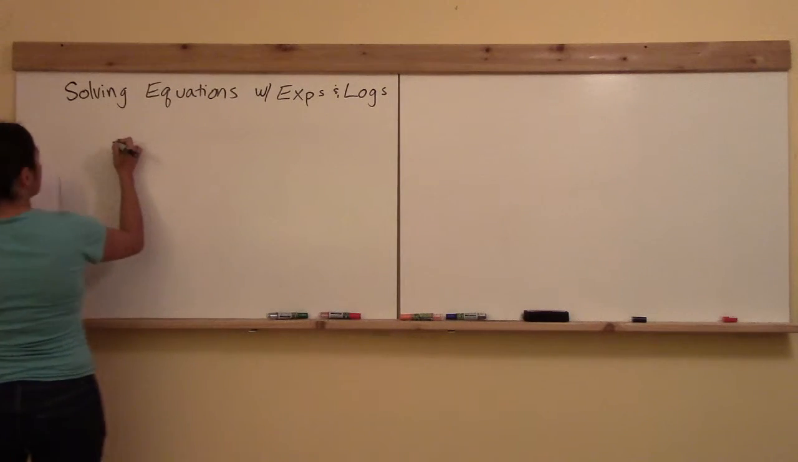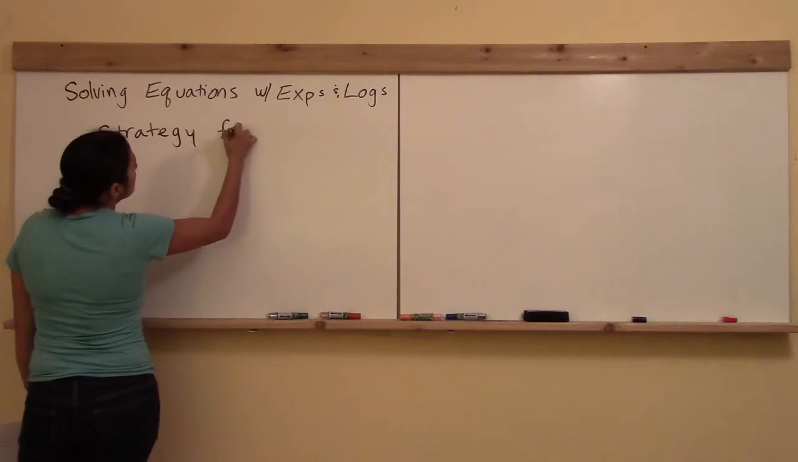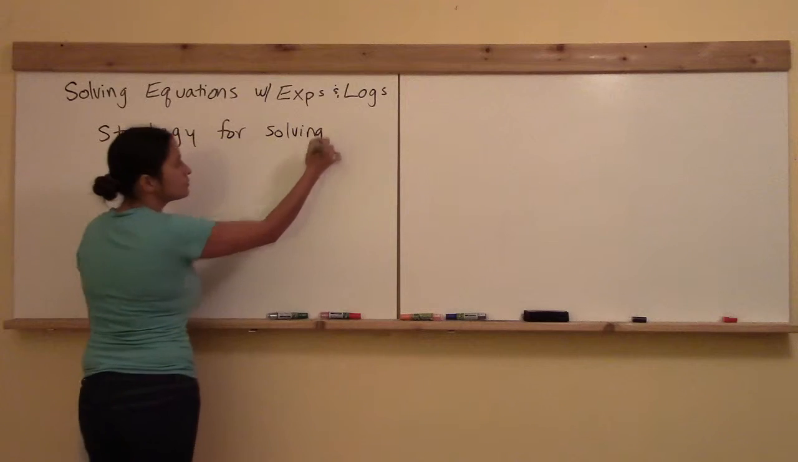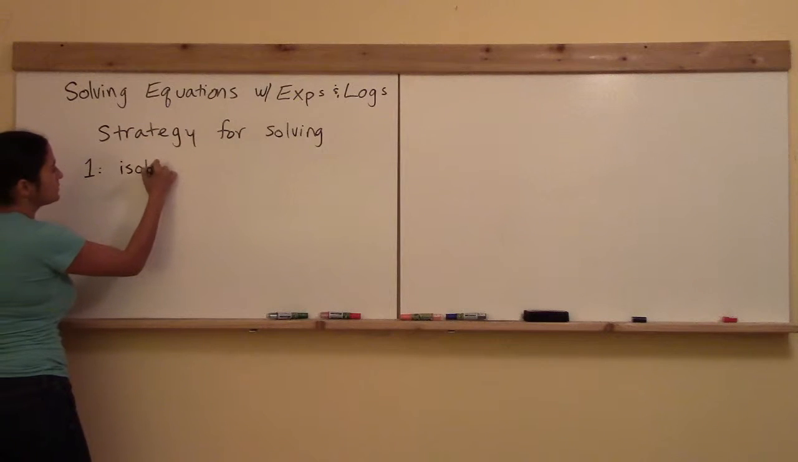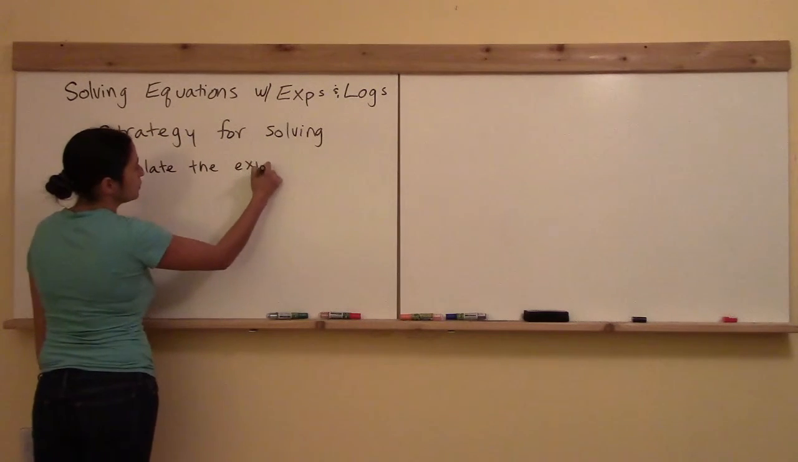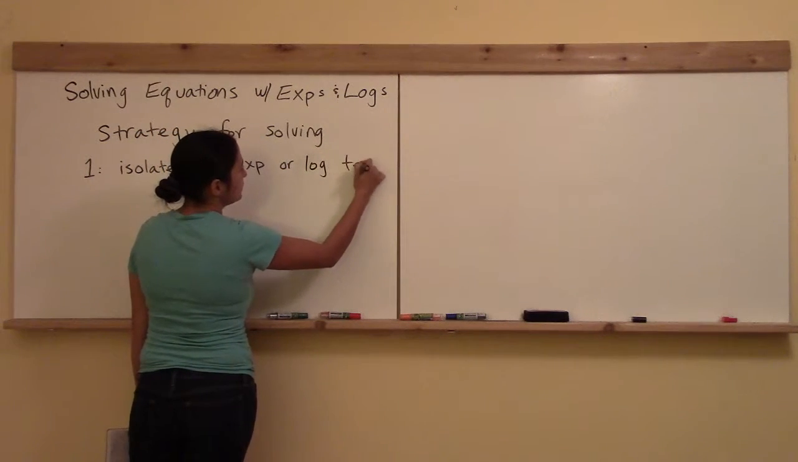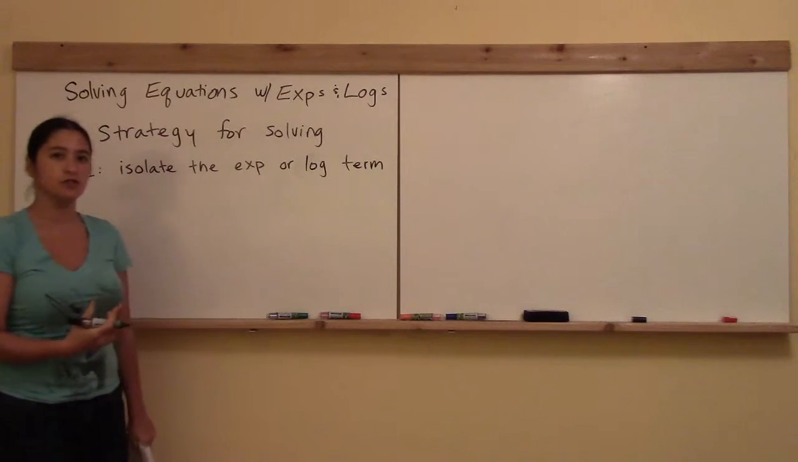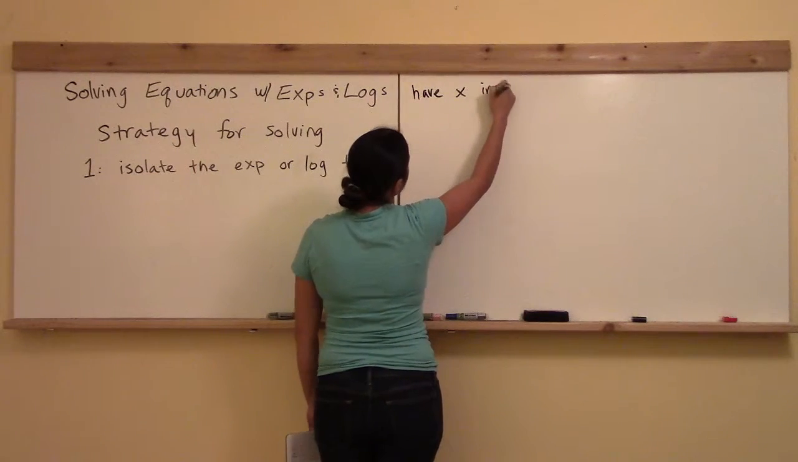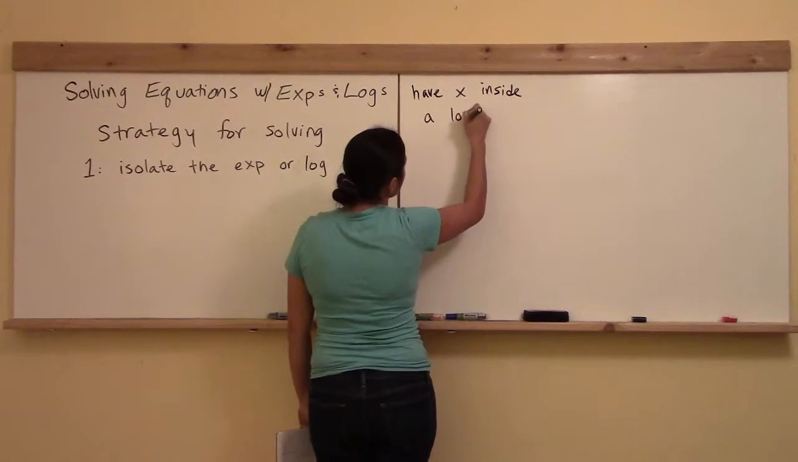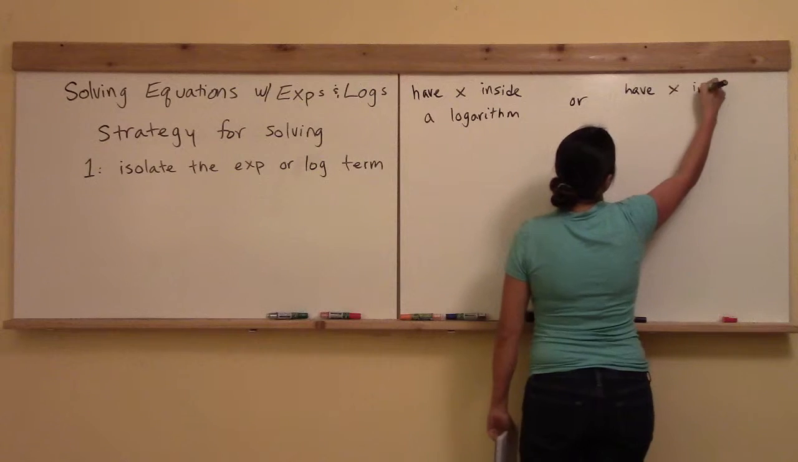Okay? So the first thing in the strategy for solving exponentials and logs is that you're going to want to isolate the exponential or logarithmic term that you need to solve out. Okay, so really we're going to consider two different types of cases here. Either we have x inside a logarithm, that's one of the cases, or we have x inside an exponent.